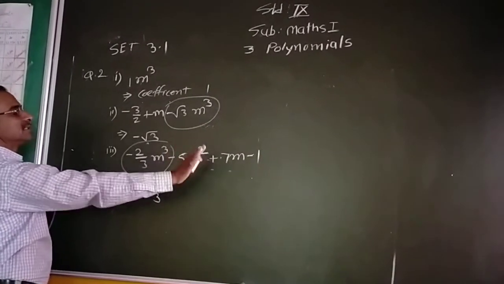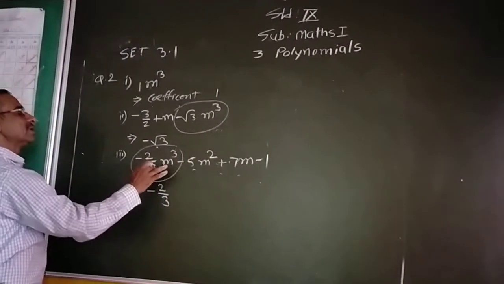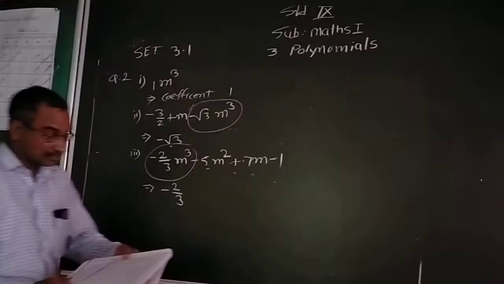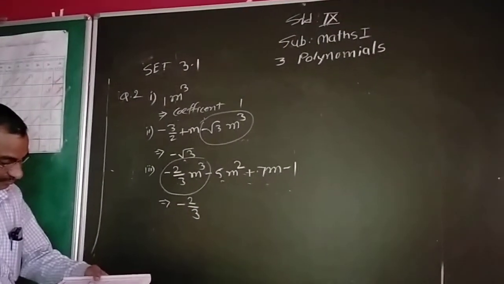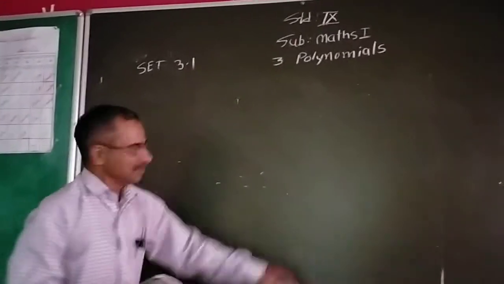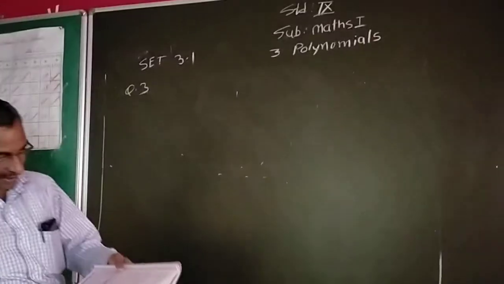M square, that is not asked. Their coefficient is not asked. Only we are thinking about the m cube. Minus 2 by 3 is the coefficient. Then question number 3.